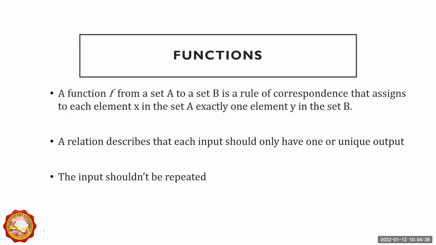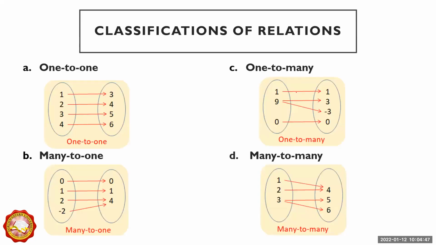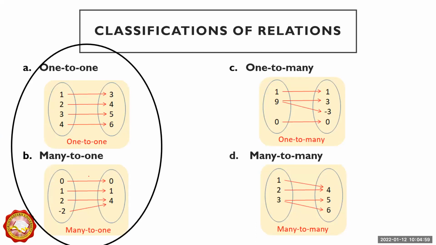That means that the input shouldn't be repeated. Hindi mauulit ang inyong first number. Hindi mauulit na maimamap ang first number or any of the elements from your first set. So that is your function. Now here, between the four classifications of relations, meron lang tayong dalawang function, which is the one-to-one and many-to-one. The reason is, kahit saan mo tignan, hindi mo makikita na mauulit ito as your numbers.